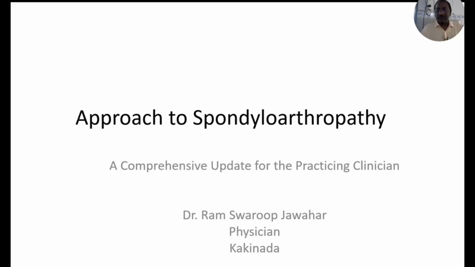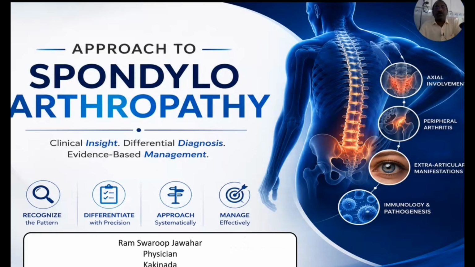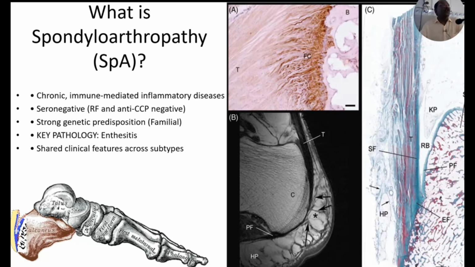In the next few minutes, I would like to talk on approach to spondyloarthropathy, a clinical insight, differential diagnosis, and evidence-based medicine. It's a chronic disease. It's an immune-mediated inflammatory disorder, and a strong genetic predisposition is there. It runs in the families, HLA-B27 positivity, and the key pathology here, the enthesitis and dactylitis.